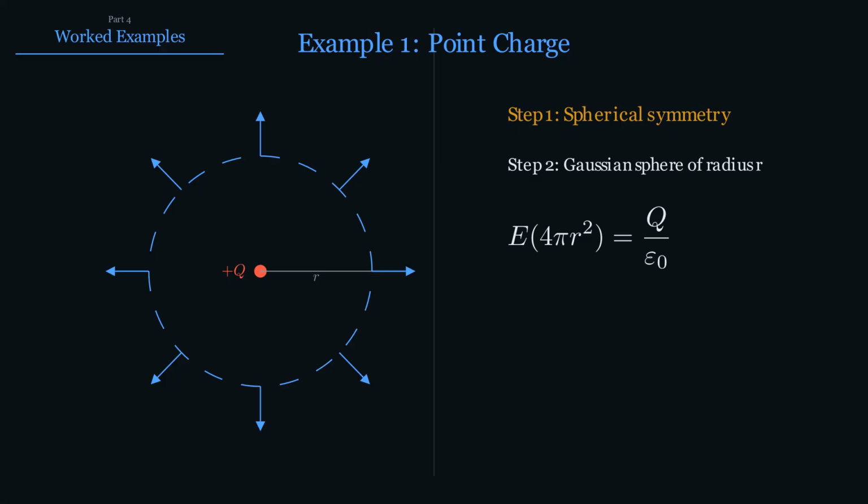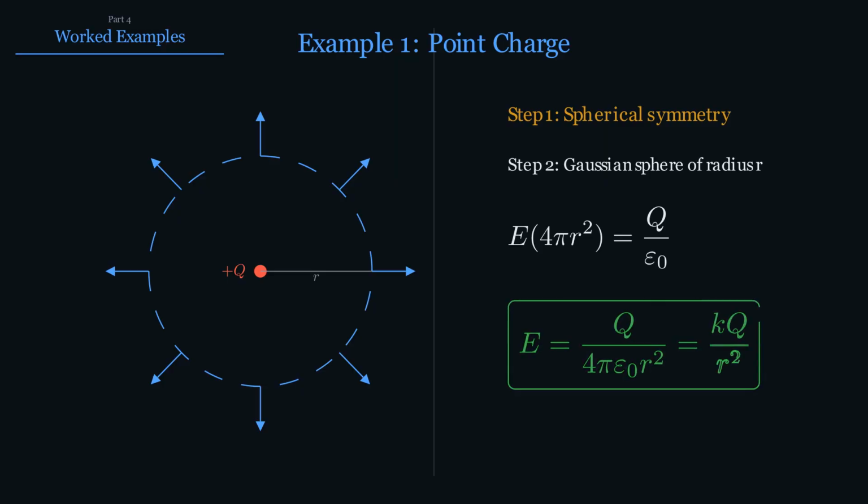The left side. E is constant on the sphere and perpendicular everywhere, so the integral is E times 4 pi r squared. The right side. The enclosed charge is just q. Set them equal and solve for E. Divide both sides by 4 pi r squared. E equals q over 4 pi epsilon naught r squared. And since k equals 1 over 4 pi epsilon naught, this is just kq over r squared. We just derived Coulomb's law from Gauss's law.